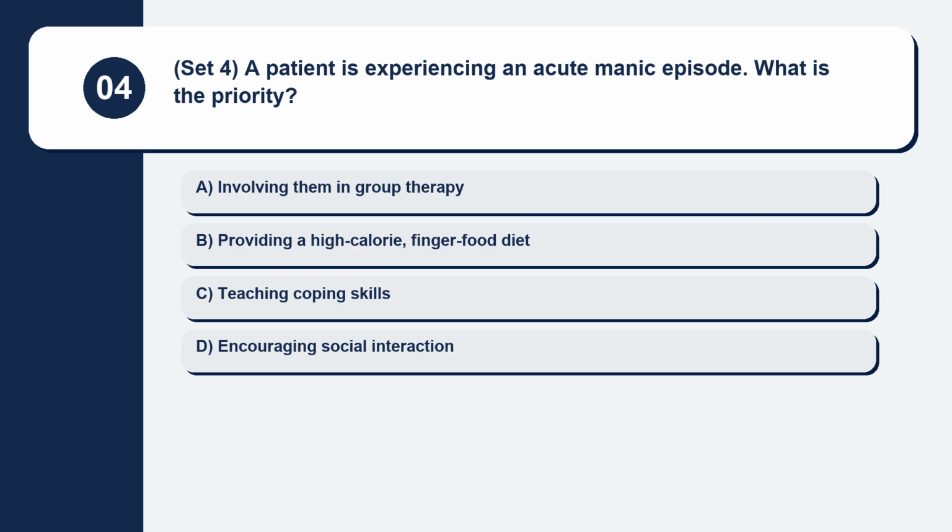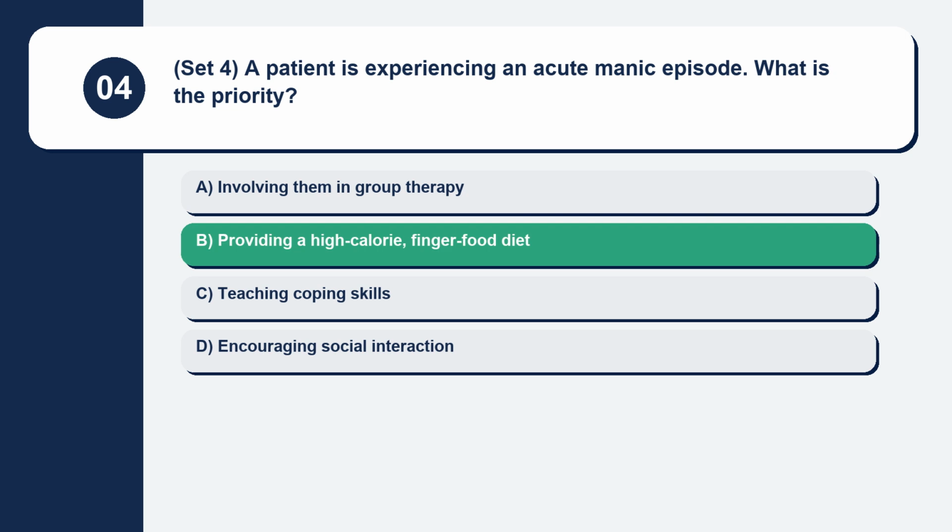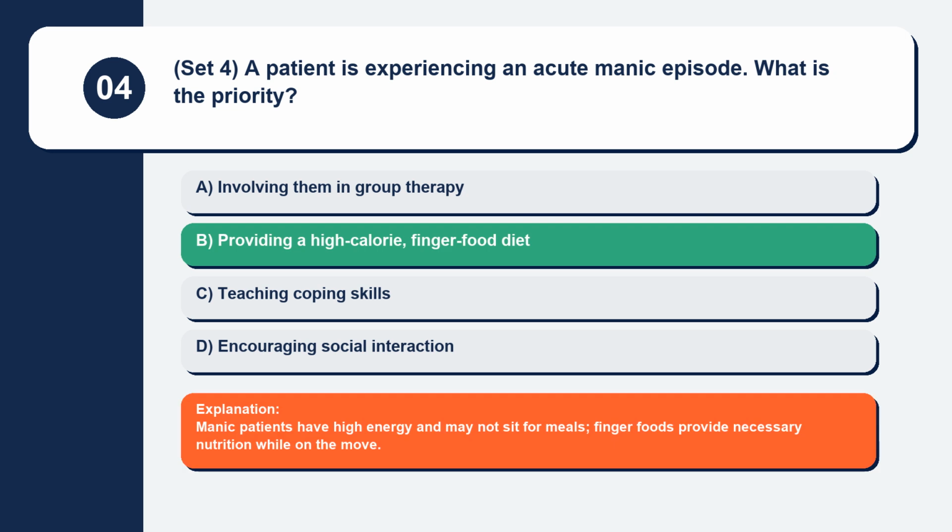Question 4. Set 4. A patient is experiencing an acute manic episode. What is the priority? Involving them in group therapy, providing a high-calorie, finger food diet, teaching coping skills, encouraging social interaction. Manic patients have high energy and may not sit for meals. Finger foods provide necessary nutrition while on the move.